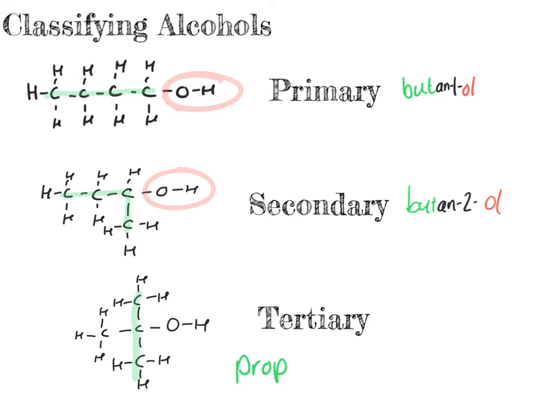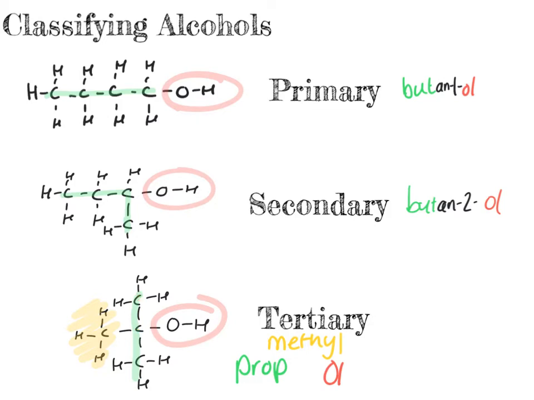We know that it's got an alcohol group, which is there, so we know that it's going to end in ol. We need to say where that is, but importantly, we've also got a substituent here, a methyl group. So the methyl group will take a prefix, so it's going to be methyl propanol, but we need to say where the methyl group and where the alcohol group is.